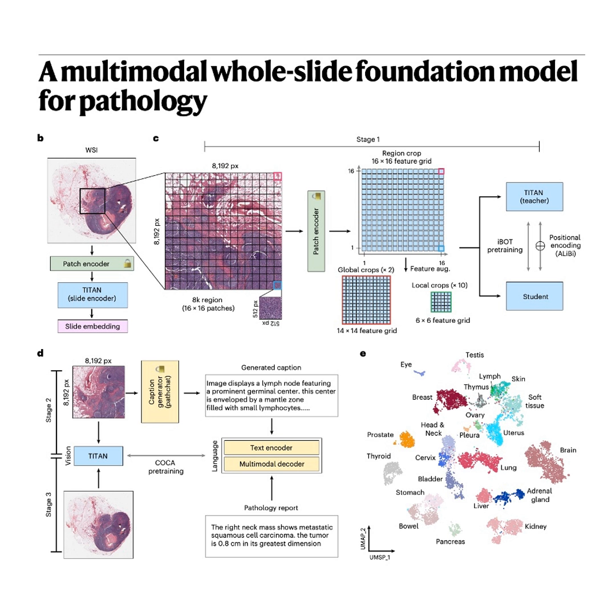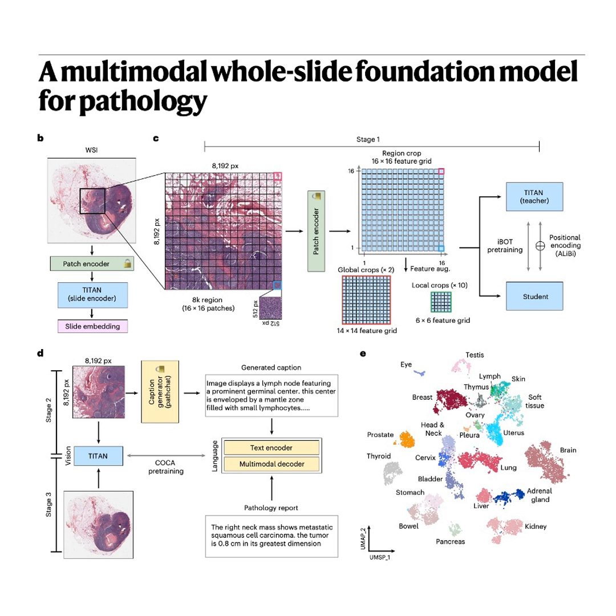Precisely. Okay, so when we say foundation, we mean it's built on just a massive amount of data. Can you give us a sense of the scale of Titan's pre-training? Oh, it's massive. So Titan was first trained on what they call the Mass-340K dataset. That's 335,645 whole slide images. Wow.